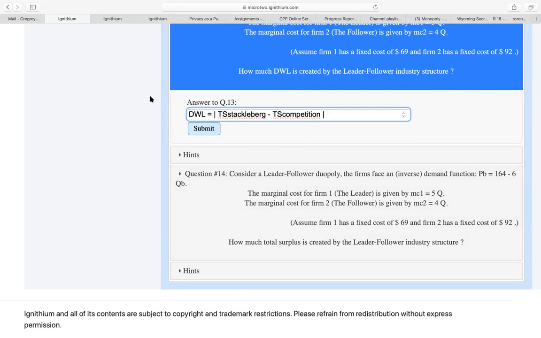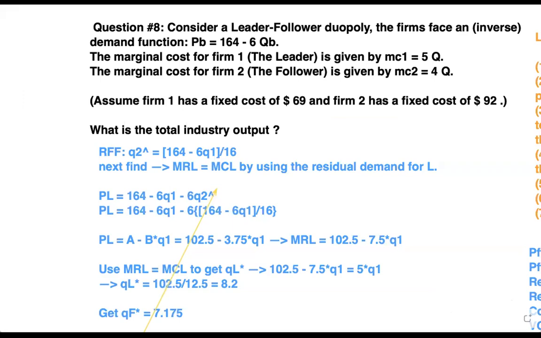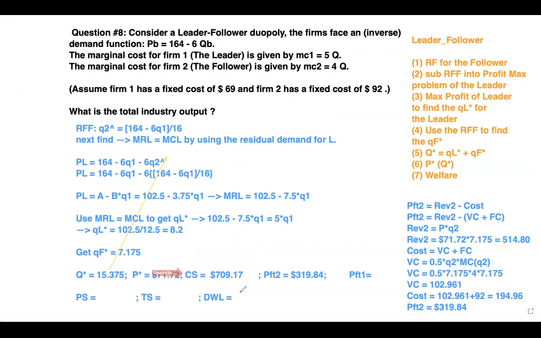So let's go ahead and go back. New share. Okay, whiteboard. We know that we've got to calculate those two total surpluses in order to calculate the deadweight loss. So this is our total surplus under Stackelberg, and this will be our total surplus under competition. And then we can calculate our deadweight loss. So let's go ahead and do that.